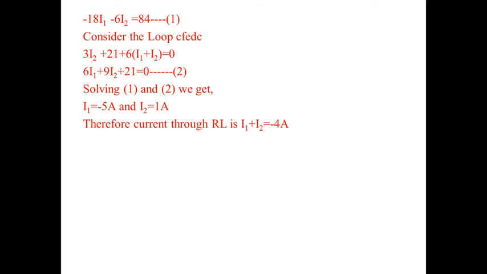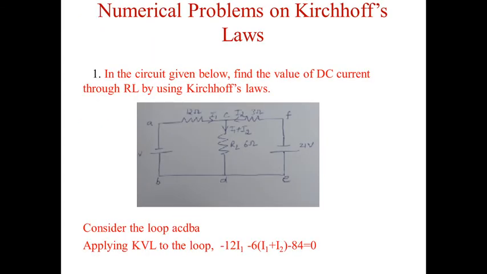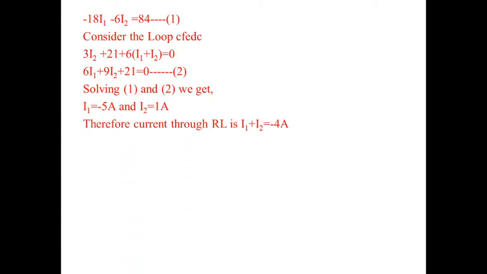But our aim is to find the current through RL. Current through RL is I1 plus I2, therefore minus 5 amps plus 1 amp, so it is minus 4 amps. That means actual current flows from D to C. What we assumed is from C to D, but the actual current is flowing from D to C. The minus sign is the correct value, and it means actual current flows in the opposite direction. This is the method of solving the first problem.